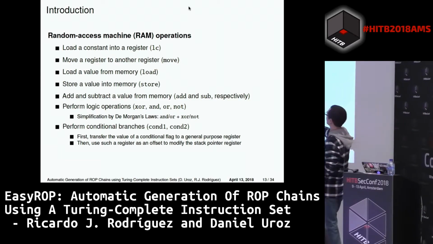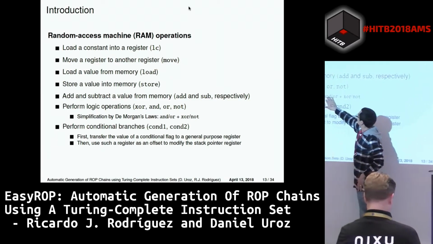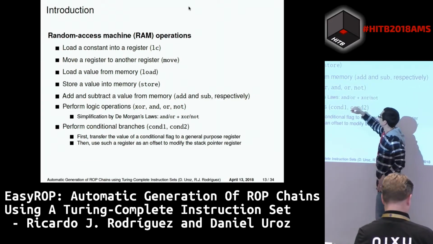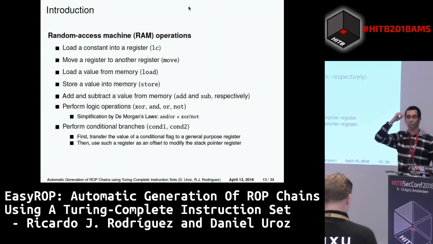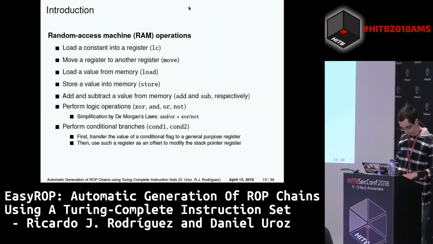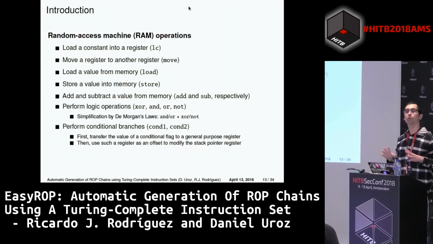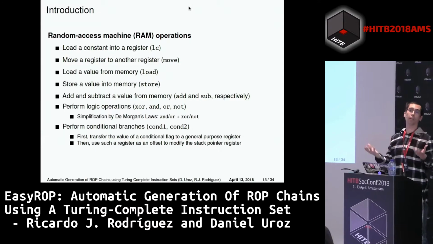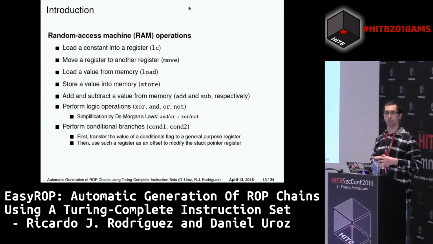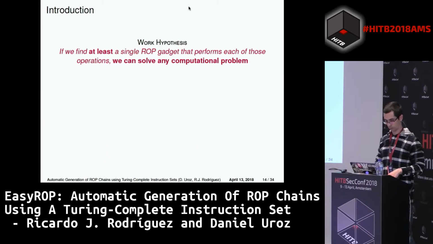By the way, by De Morgan's laws, we only need one of this set plus another one of this set, okay? And also we need to perform conditional branches. So with all these operations, we are able to simulate any kind of real algorithm, okay? So our working hypothesis in this work was, well, if we are able to find at least a single ROP gadget for each one of those operations, then it means that we can solve any computational problem, okay?